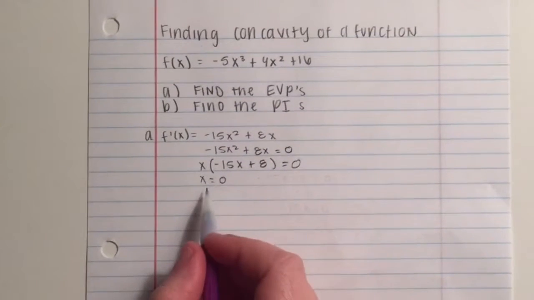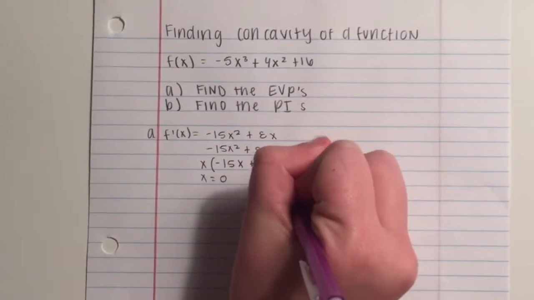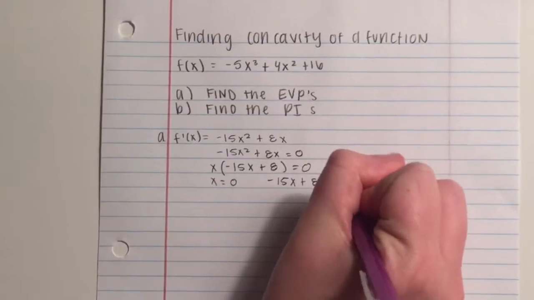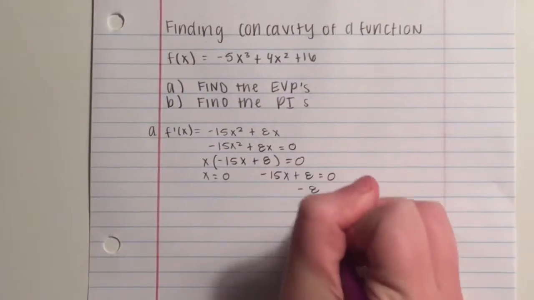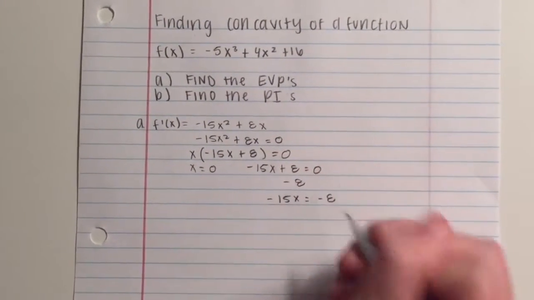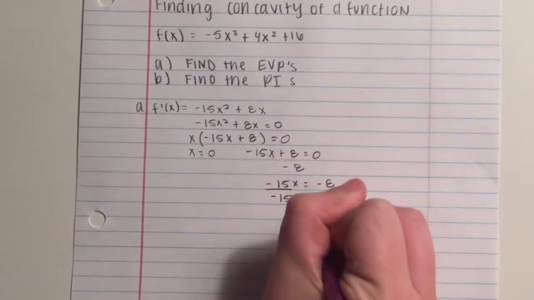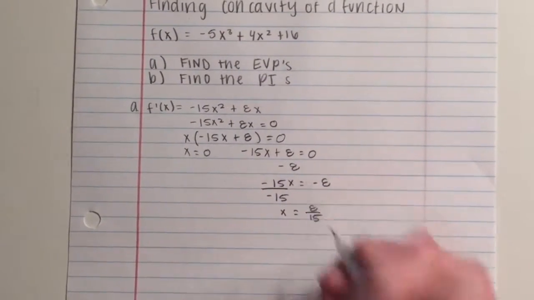So now that we have one value for our x, we need to find the other. So we have to set negative 15x plus 8 equal to 0. Subtract an 8. Now we have negative 15x is equal to negative 8. Divide by negative 15. And x is equal to 8 over 15.